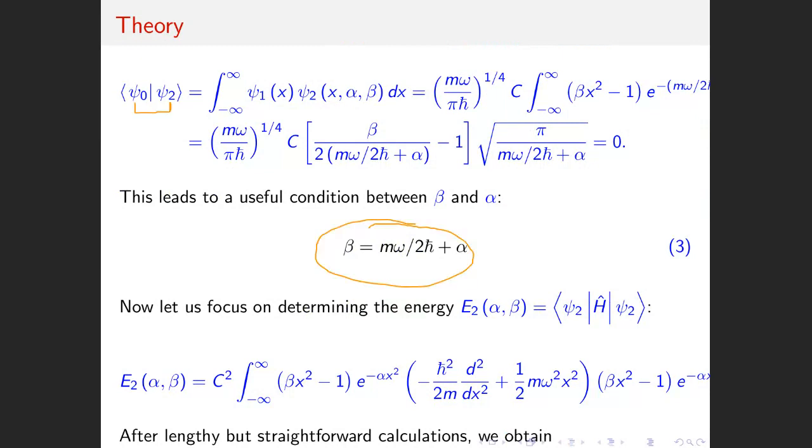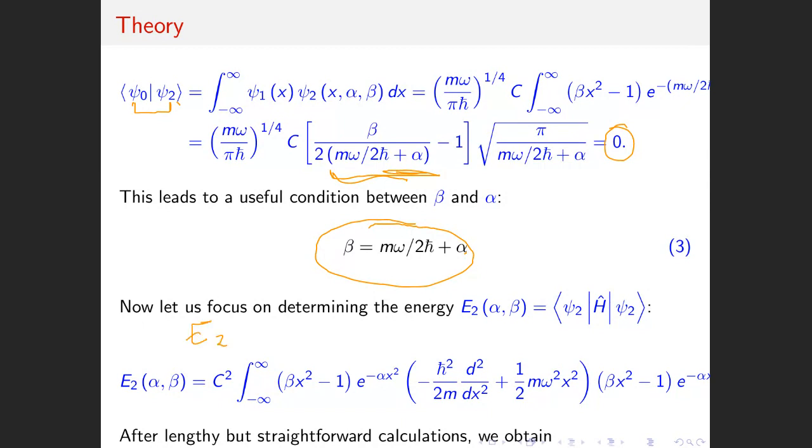This is what I was saying in the previous slide: by Gram-Schmidt orthonormalization, if you remember, even from last year, the Hermite polynomials are orthogonal. So 0 and 2 will have to give 0. Try to work out what that will be. You will get this expression. So this determines what beta is in terms of alpha. And then do the step that I did.